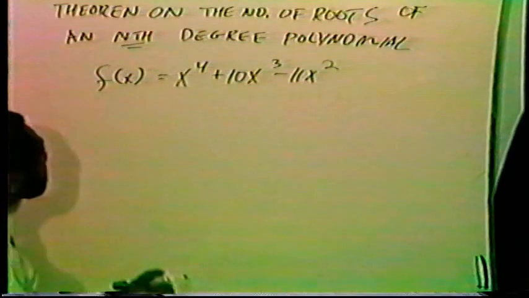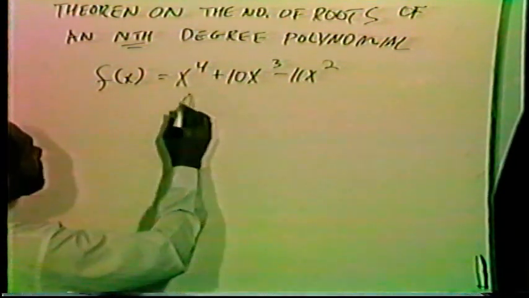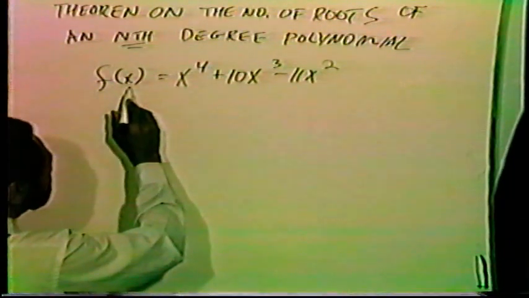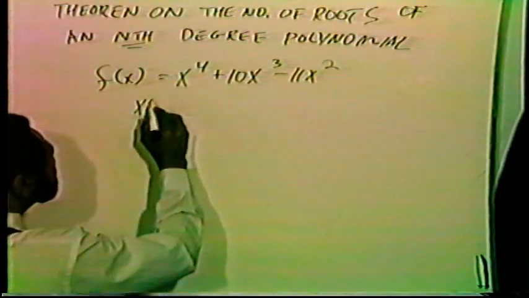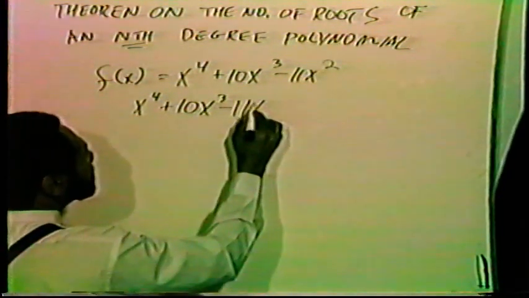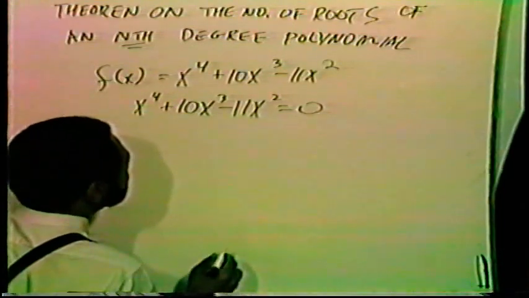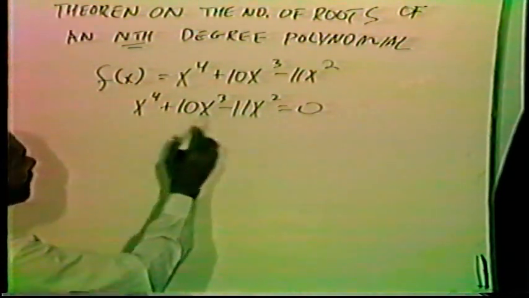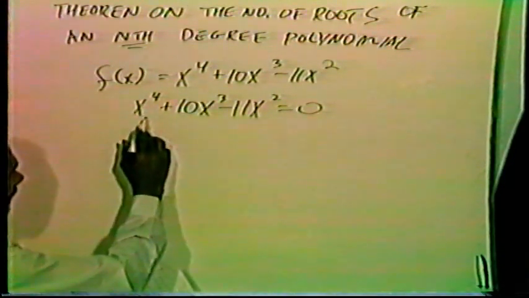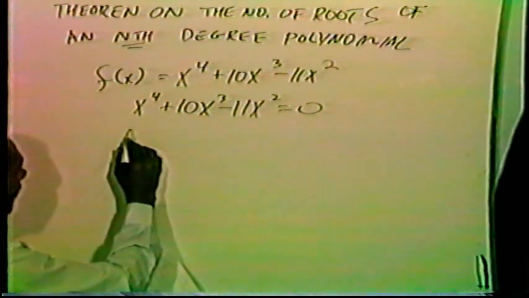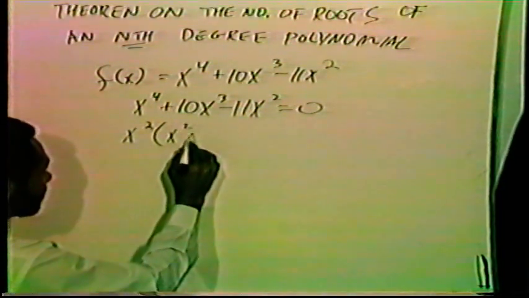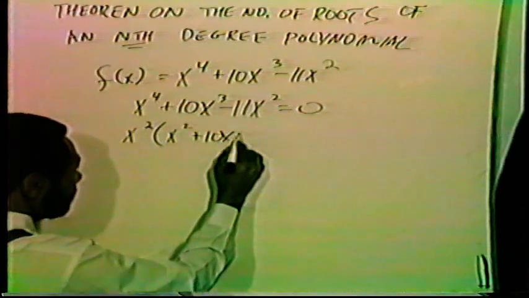So the first thing we do here to find the zeros, which is what we want to do, we have to let the y or f of x be 0. So that means that we get the polynomial equation x to the 4th plus 10x to the 3rd minus 11x squared equals 0. The next thing we want to do is factor this polynomial equation. First of all, we factor out the greatest common factor. The greatest common factor is x squared. When we factor that out, we get x squared times x squared plus 10x minus 11.